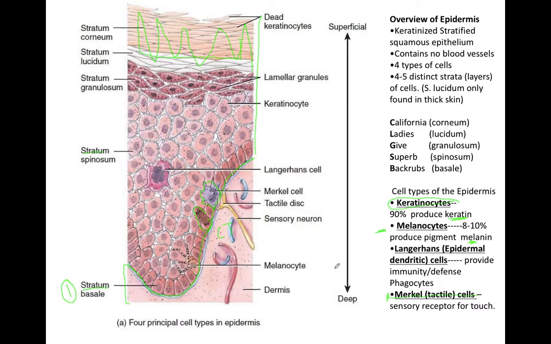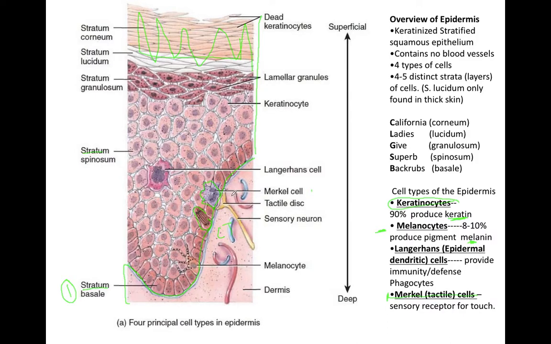Tactile means touch. We're talking about you can feel the difference between something smooth, rough. You can feel its texture. You can tell if it's rounded, cubed. You can tell its shape. You're getting a lot of that sensation from these Merkel cells that are in the stratum basale.